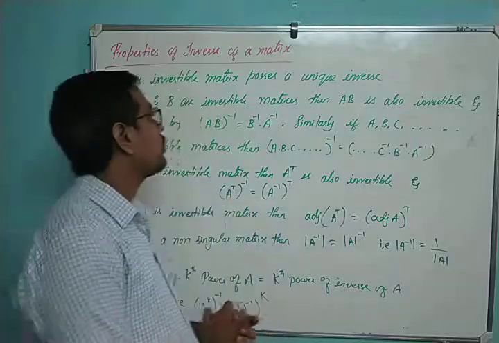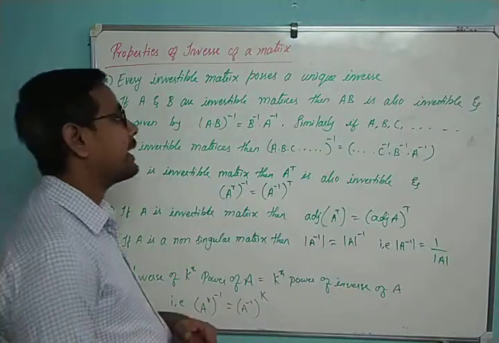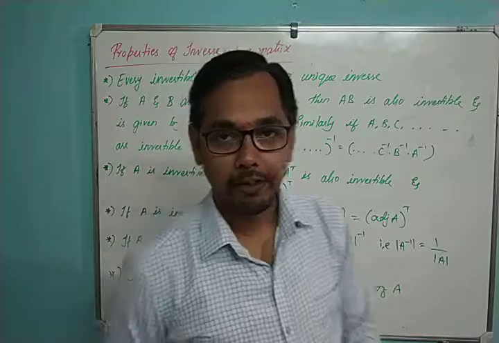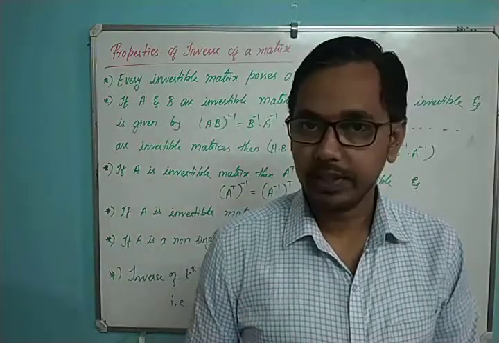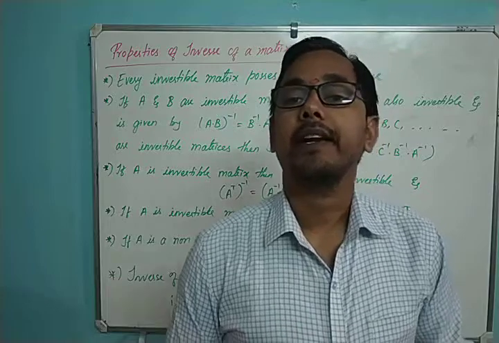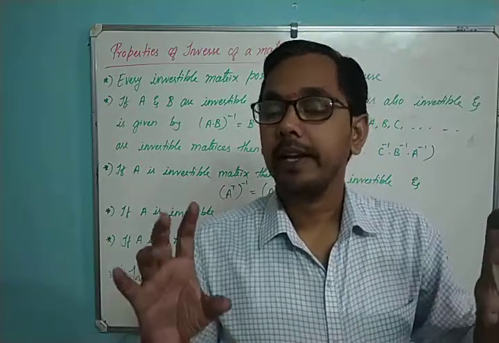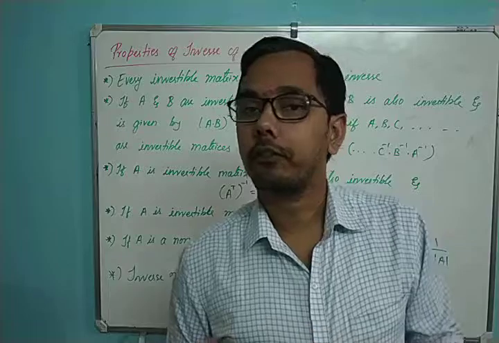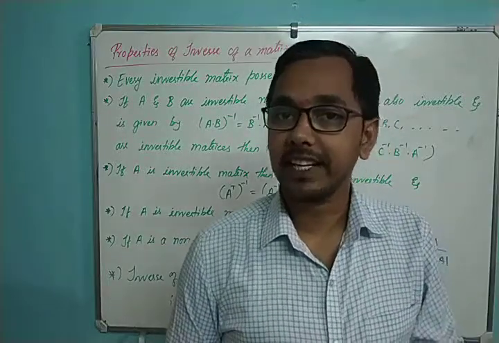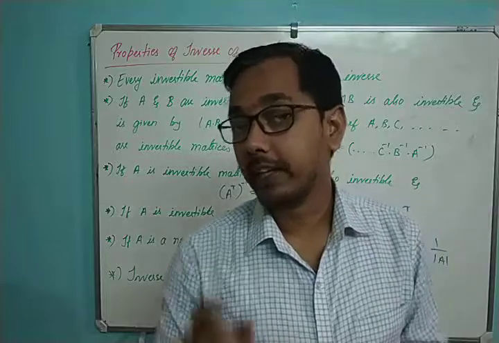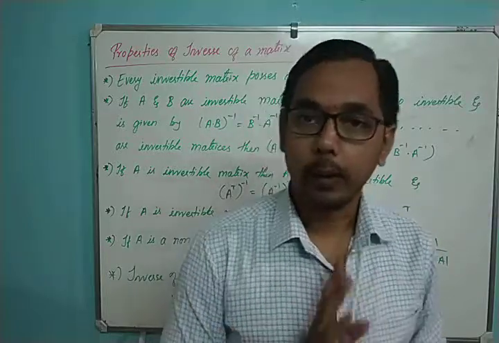Okay, so first one here is every invertible matrix possesses a unique inverse. That means if B is inverse of A, then we can also say A is inverse of B, right? So if B is inverse of A, then only B will be inverse of A. Apart from B, we cannot say any other matrix will exist that will be inverse of A. That already we have proven in our NCERT playlist.